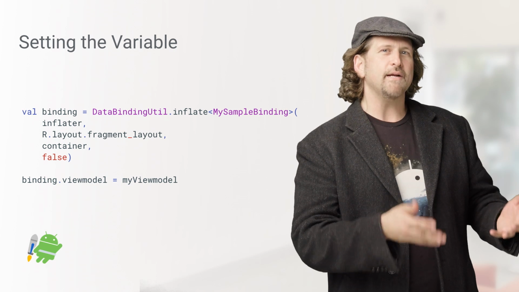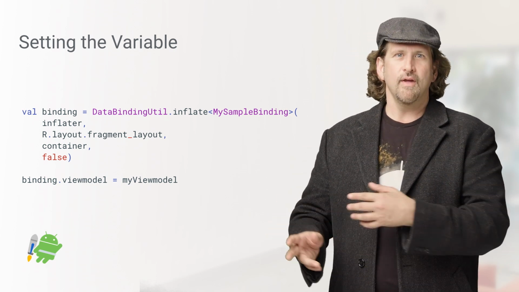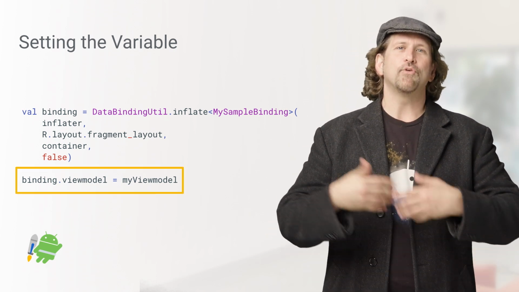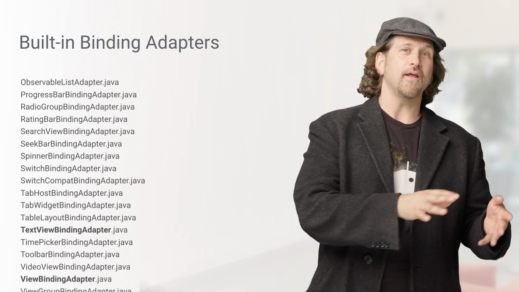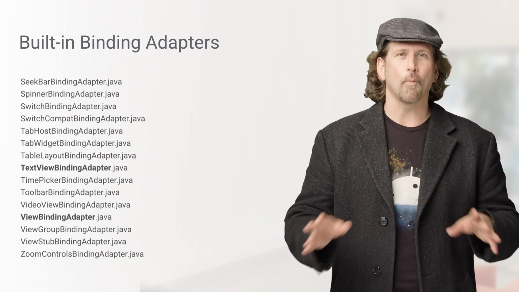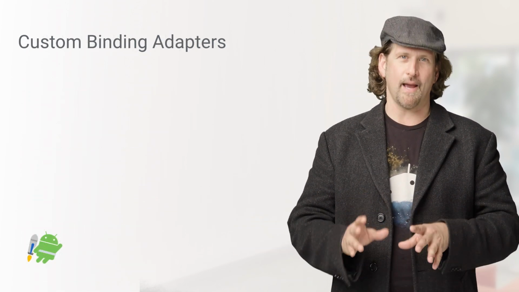Now, to give data binding access to the view model instance, we just set it in the binding object after inflating the layout. All of this works due to the power of built-in binding adapters. And since data binding is open source, they're a great resource for building your own custom binding adapters.